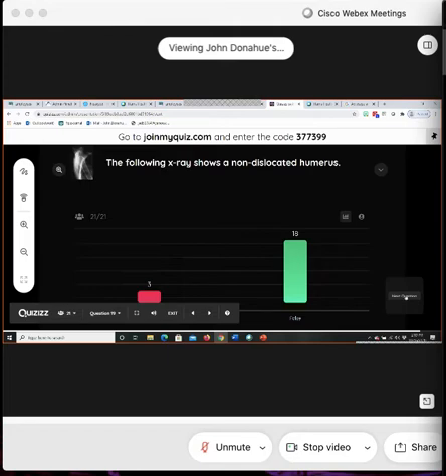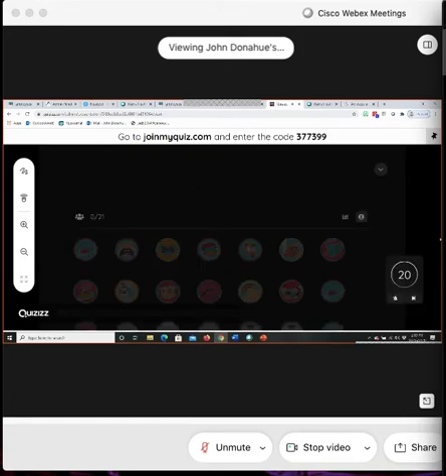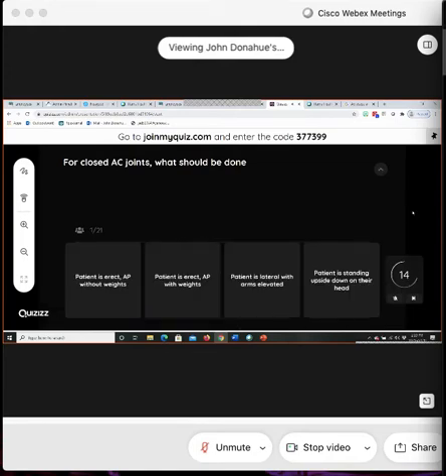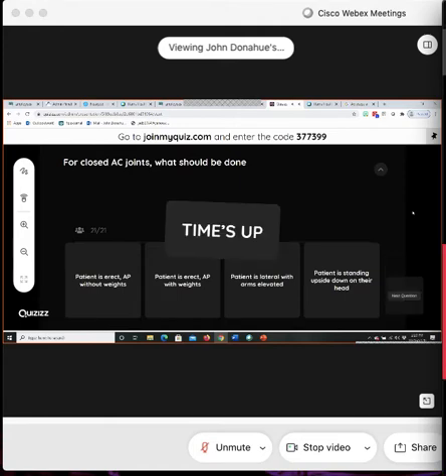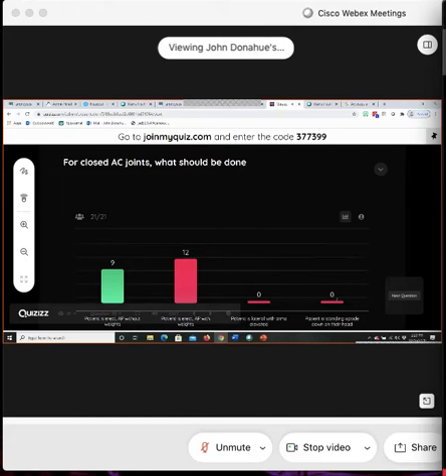And last but not least, for closed AC joints, what should be done? Now, obviously, the answer is the patient should be standing on their head upside down. I mean, that's the ideal gold standard for that x-ray, I would say. Oh, no one chose that as an answer?